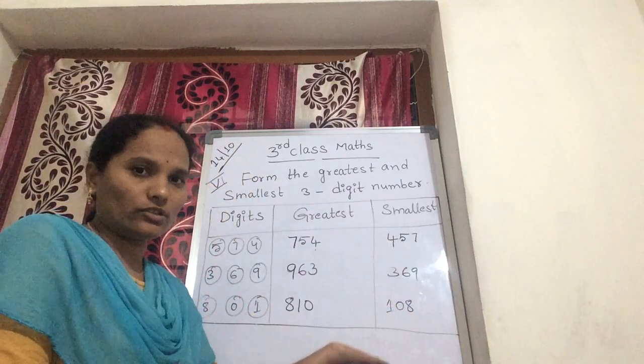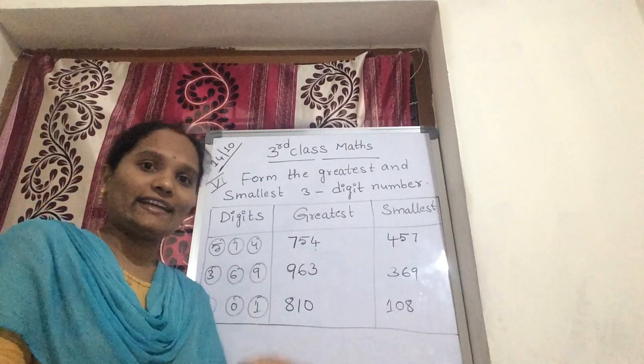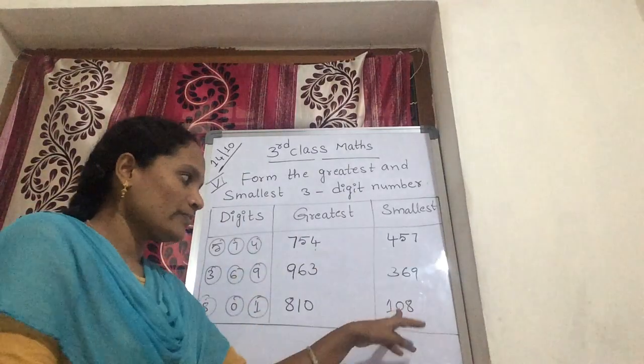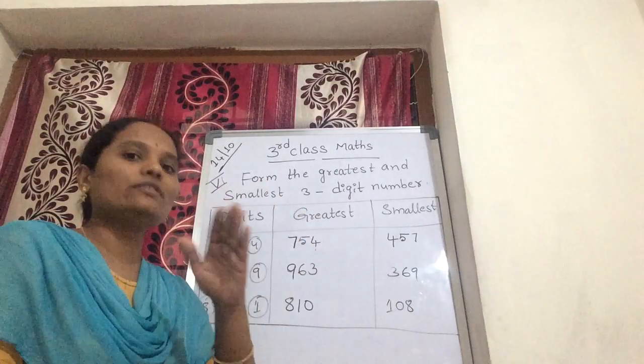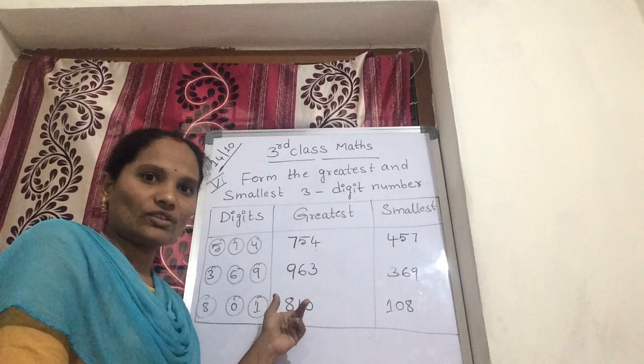For example, if you write 0 before, that has no value for 0. You are only reading 18. That is a 2-digit number. That's why you leave 0 first. Then you give the next preference to the next smallest number. That is 1. Okay children.